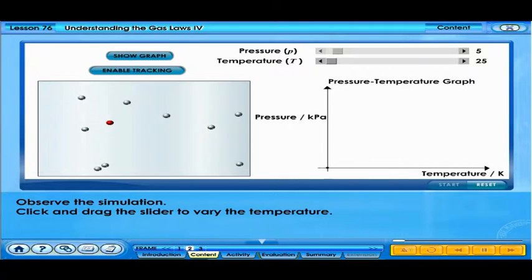Observe the simulation. Click and drag the slider to vary the temperature.